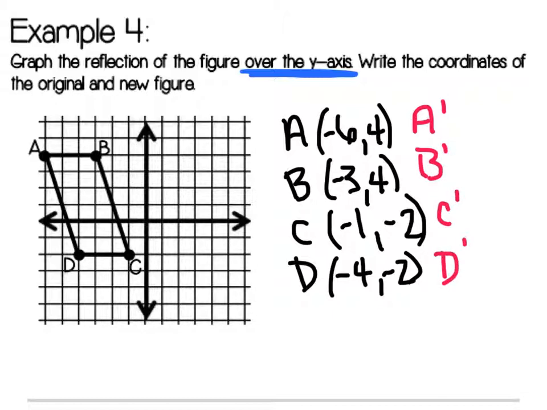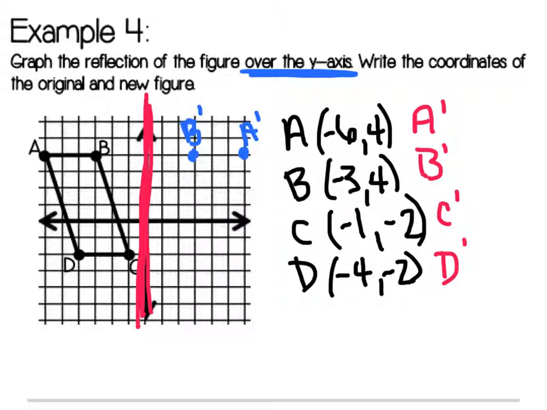Now, draw a line on your y-axis. The y-axis goes up and down, so this is our line of symmetry that we're reflecting across. Point A is 1, 2, 3, 4, 5, 6 spaces to the left, so when we reflect it, it's going to be 6 spaces to the right. This is the image of A. Point B is 3 spaces away from our line of reflection, so it's going to be 3 spaces on the other side. Notice that point A and B are still the same distance apart. They're still 3 spaces apart.